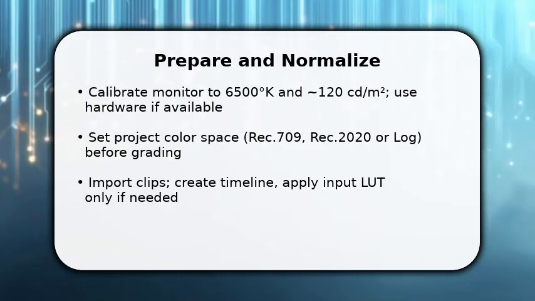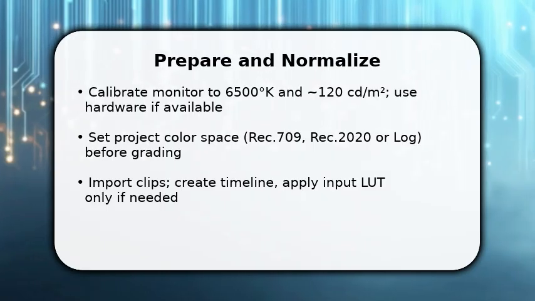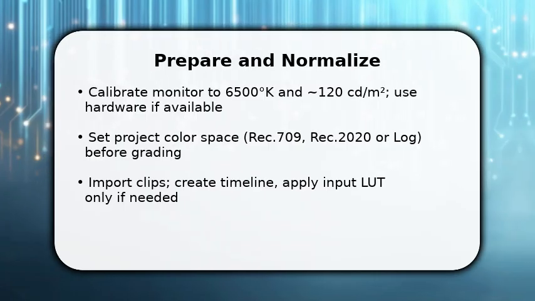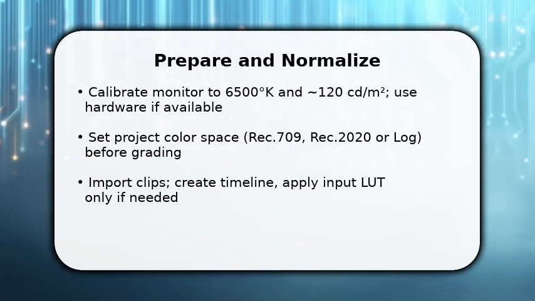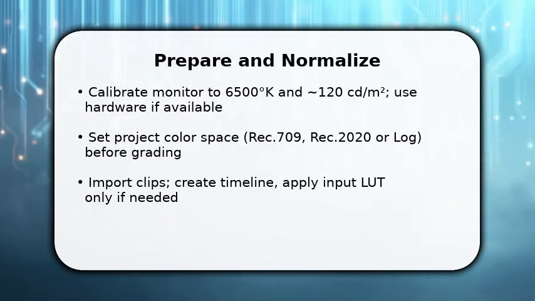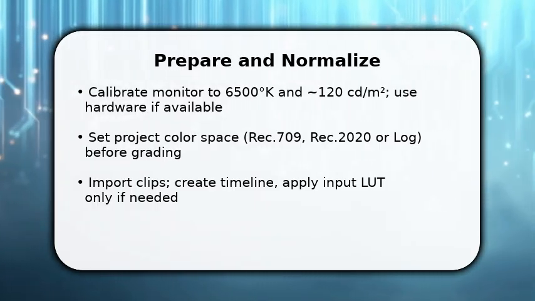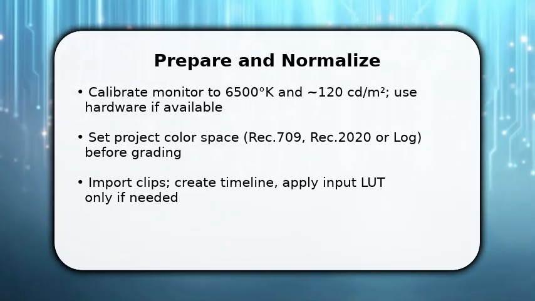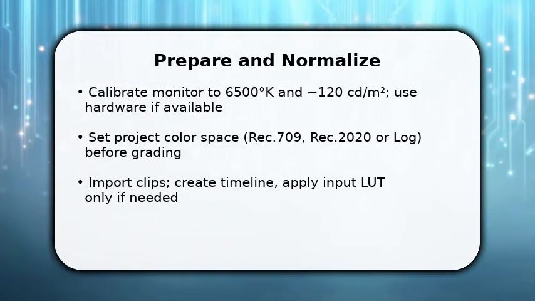You start by making your tools honest. Calibrate your display to 6,500 degrees K and set the project color space to Rec. 709 or your target gamut. Once done, import footage and organize clips. Apply only an input LUT to normalize log footage. Use scopes, waveform for exposure, parade for balance, vector scope for hue to guide decisions.